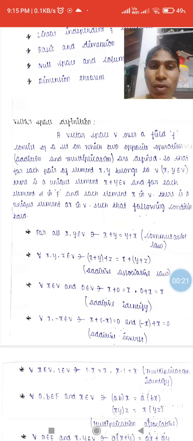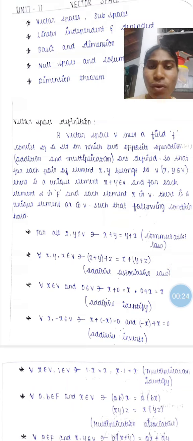A vector space V over a field F consists of a set on which two operations, addition and multiplication, are defined, so that for each pair of elements x, y belonging to V, there is a unique element x plus y belonging to V, and for each element alpha in F and each element x in V, there is a unique element alpha x in V, such that the following conditions hold. That means V is a vector space over the field F and it satisfies the conditions for addition and multiplication. Addition means x plus y belongs to V and multiplication means alpha x belongs to V. It satisfies the following conditions.